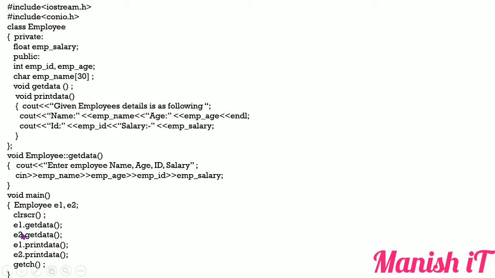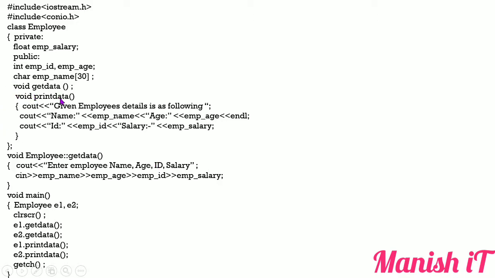So why am I writing variables like employee name, employee age, employee ID, employee salary? See this: you give a message to the user, first name, then age, then ID, then salary, and the user enters accordingly. So you should write your logic accordingly to this statement: name, age, ID, salary. So the declaration part of void get data is over.